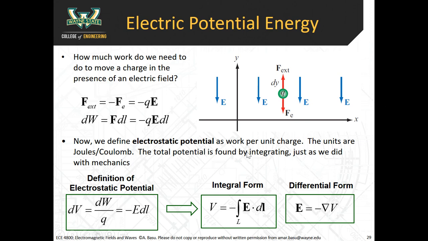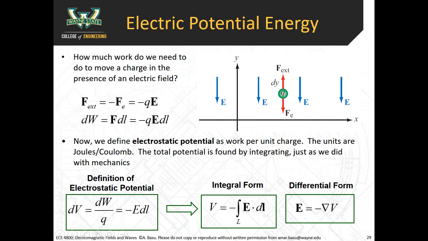So that's why electrostatic potential is defined as work per unit charge. The units are joules per coulomb, in other words, volt. 1 volt is a joule per coulomb. The total potential is found by integrating, just as we did with mechanics. So dV, where V is the voltage, the electrostatic potential, is equal to work per unit charge, dW divided by Q.